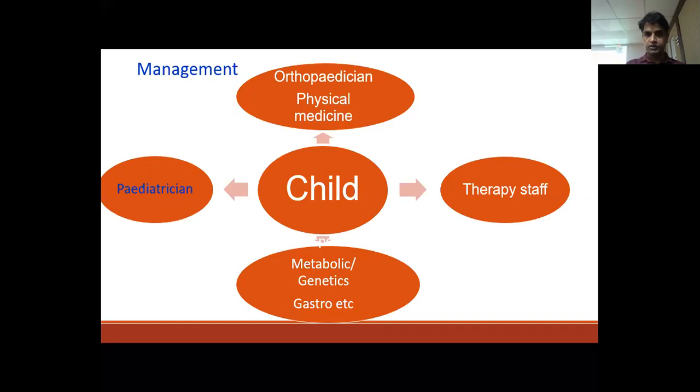Now coming to the management. The child forms the center. The pediatrician plays a main role in coordinating the different staff. It's teamwork, and the therapy staff, physiotherapy, speech therapy, they all play a major role. In addition, we may need help of other specialists such as orthopedician, physical medicine, metabolic consultant, genetics, gastro, etc.